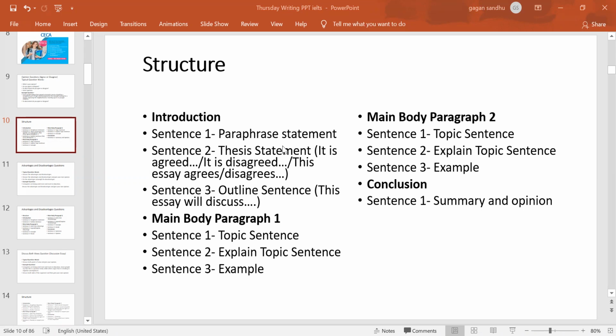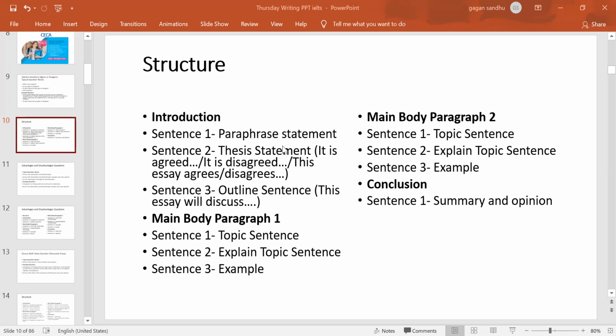The sentence 2 is going to be about the thesis statement. So thesis statement is what it is about. It is what the way you are thinking about the essay, or the way you are writing the whole scenario in one sentence.